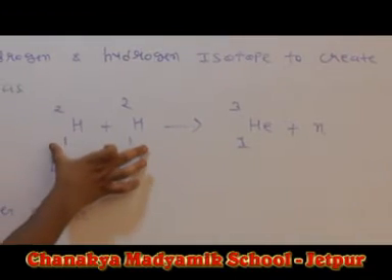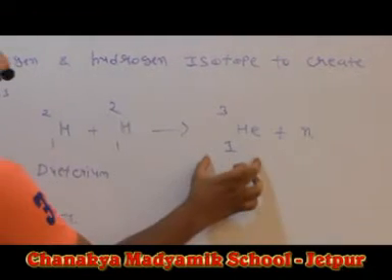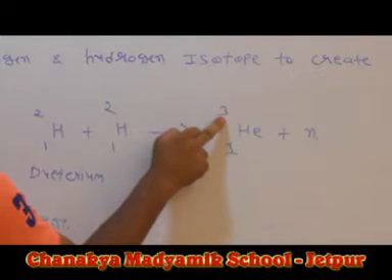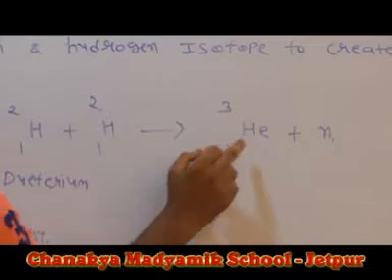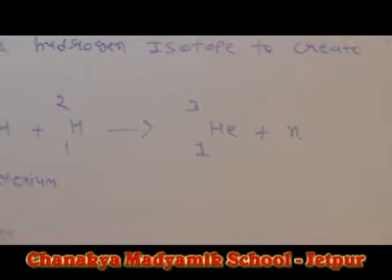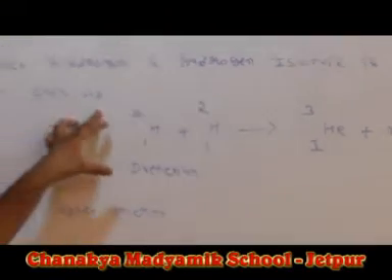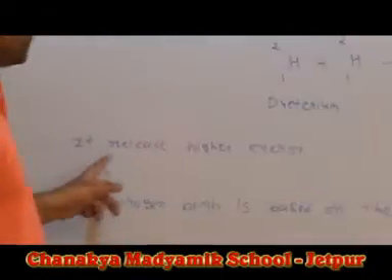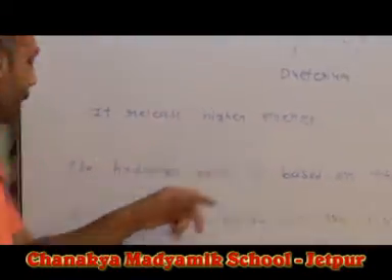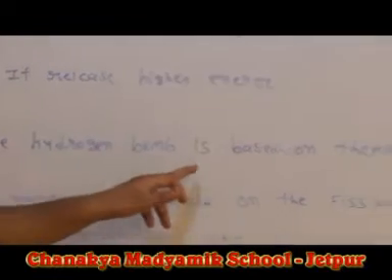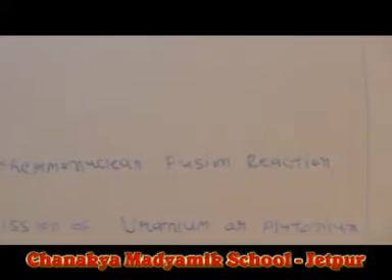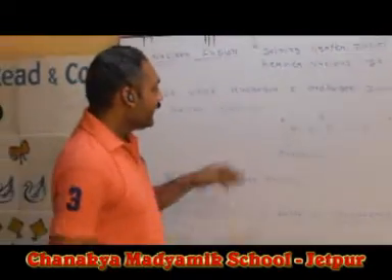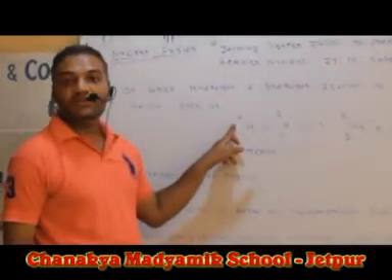Two different types of nuclei join with each other and make a heavier nucleus. Look at here, 2 and 2, here 3. It is a heavier nucleus, helium. It makes helium, and a neutron is released. This type of reaction is also known as nuclear fusion. It releases higher energy, and the hydrogen bomb is based on the thermonuclear fusion reaction. The hydrogen bomb is made with the help of nuclear fusion.